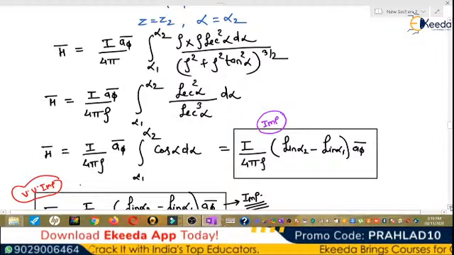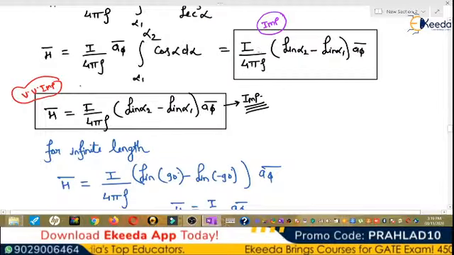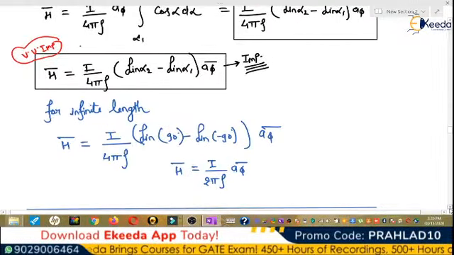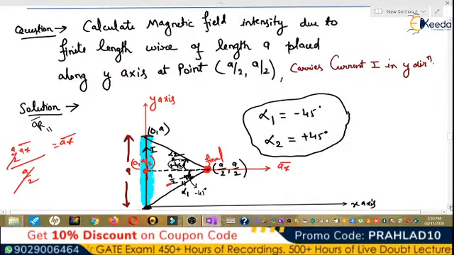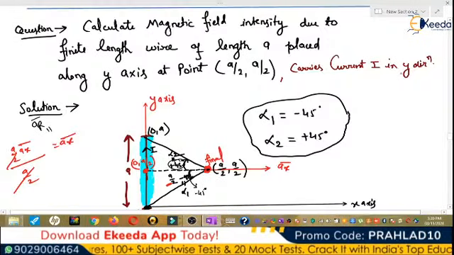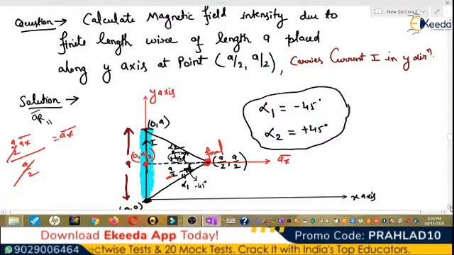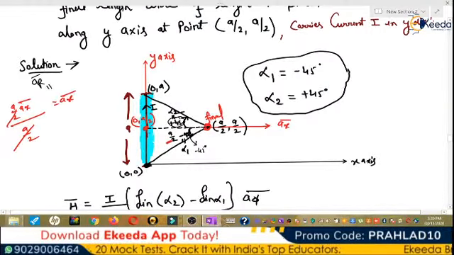So this is the magnetic field intensity due to finite length current carrying element. So we have to solve, suppose this question, that calculate magnetic field intensity due to finite length wire of length A placed along y-axis at point (A by 2, comma A by 2), and carries current I in y direction. So this is the finite length current carrying element, and we have to calculate the magnetic field intensity at point A, which is (A by 2, comma A by 2).